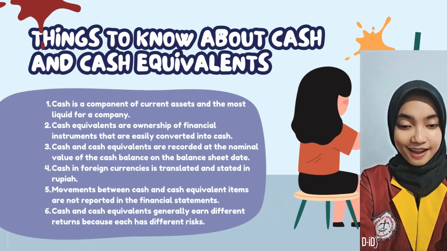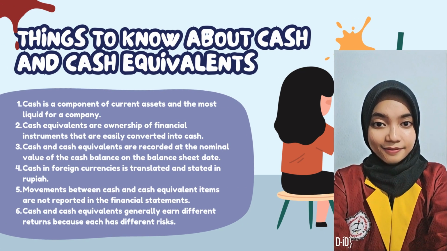Things to know about cash and cash equivalents. There are several things you need to know about cash and cash equivalents, namely: 1. Cash is a component of current assets and the most liquid for a company. 2. Cash equivalents are ownership of financial instruments that are easily converted into cash. 3. Cash and cash equivalents are recorded at the nominal value of the cash balance on the balance sheet date.